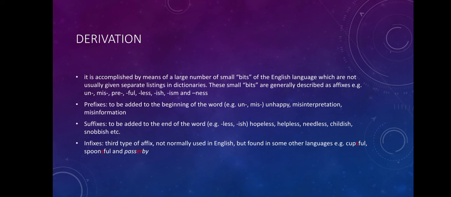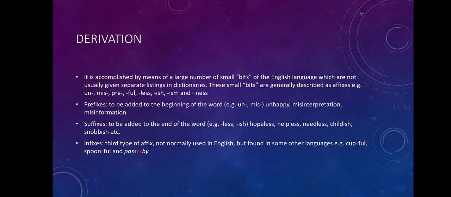All of us are familiar with the concept of sabka and lahika in Urdu. These prefixes and suffixes are same as sabka and lahika, respectively. Then there is a third type of these small bits that is called infix, but these infixes are not a very common phenomenon in English language. There are very few examples available of these infixes in English language, such as we have words like cupful or spoonful or passerby. When we need the plural forms of these words, we put a plural marker, that is the letter S, at the end of the nouns.